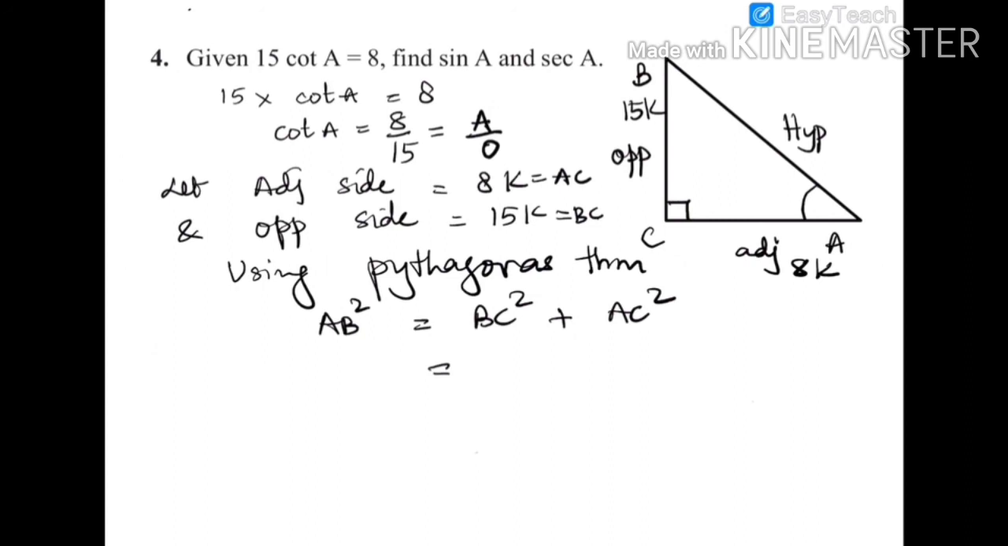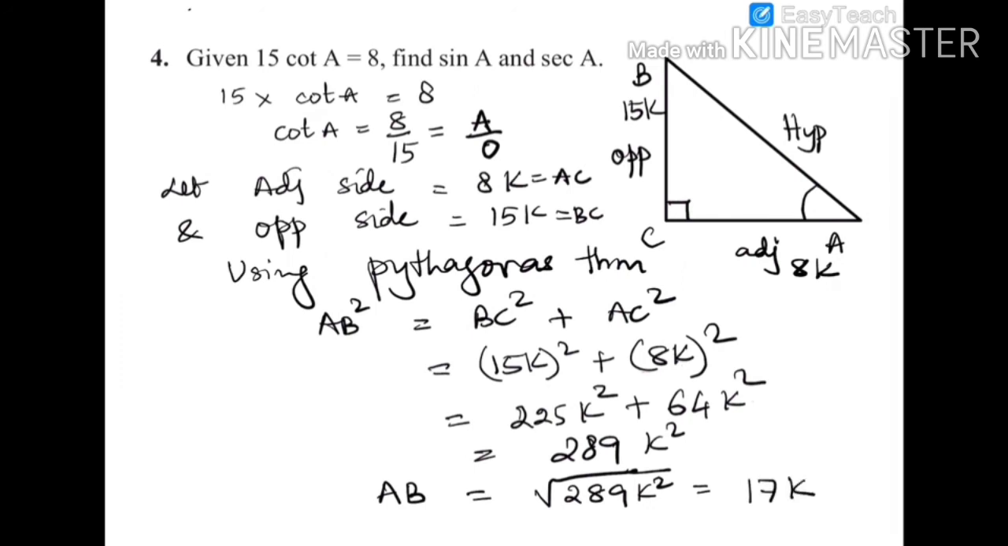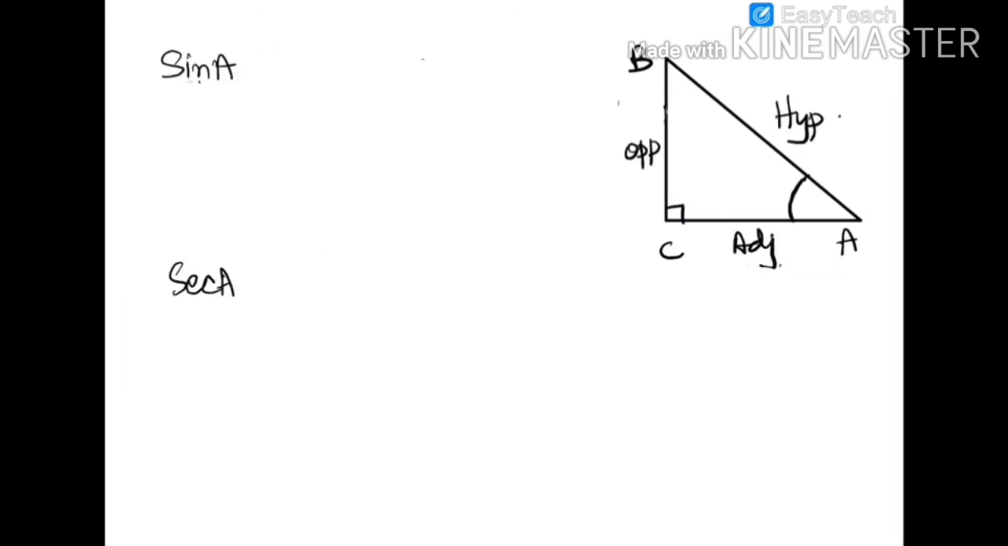So using Pythagoras theorem we get 15K square plus 8K square. On squaring we get 225K square plus 64K square. On adding this is 289K square. Taking square root we get AB equal to root of 289K square. Both numbers are perfect squares, so on taking square root we get 17K. So we have all three sides 15K, 8K and hypotenuse as 17K.